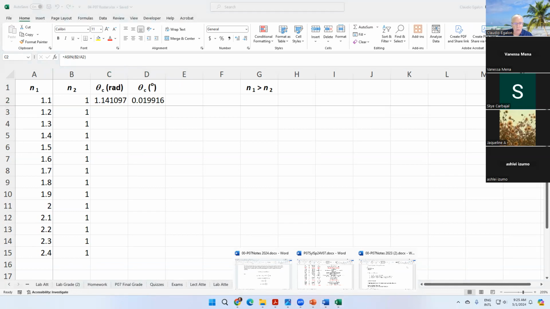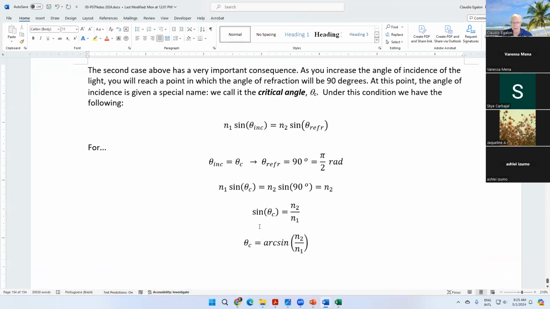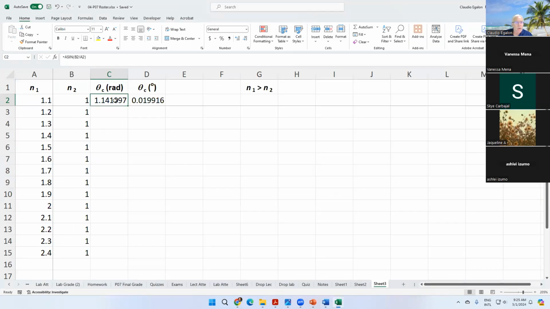This angle is too shallow. There's something wrong here. Yeah, this angle is too shallow. Let's see here. N1 is going to be downstairs. Yeah, I don't see anything wrong here. But let's keep on going. Let's see what's happening here.